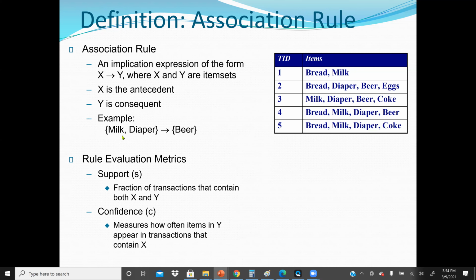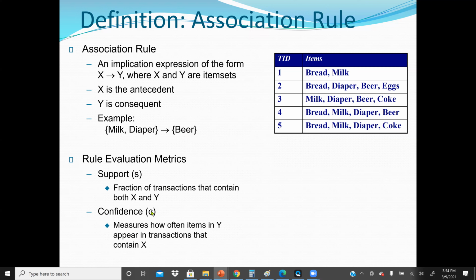So we need to evaluate our rule. So, rule evaluation metrics: we need to find the support. The support will be the fraction of transactions that contain both X and Y, which means I'll look at my database system and look for milk, diaper, and beer. How many times they appear is 2. Then I'll divide by the total transactions in the database system, which is 5, which means I'm looking for the fraction or percentage of the milk, diaper, and beer appearance.